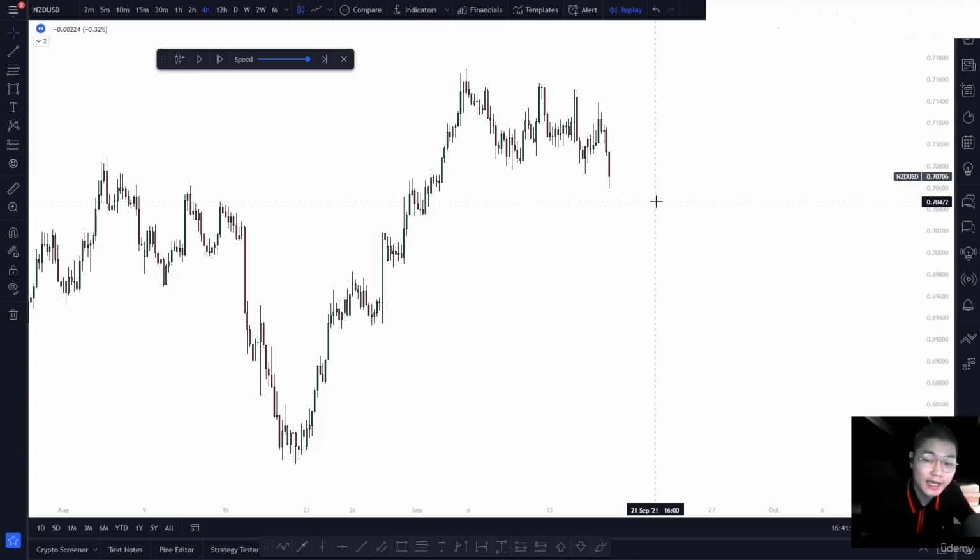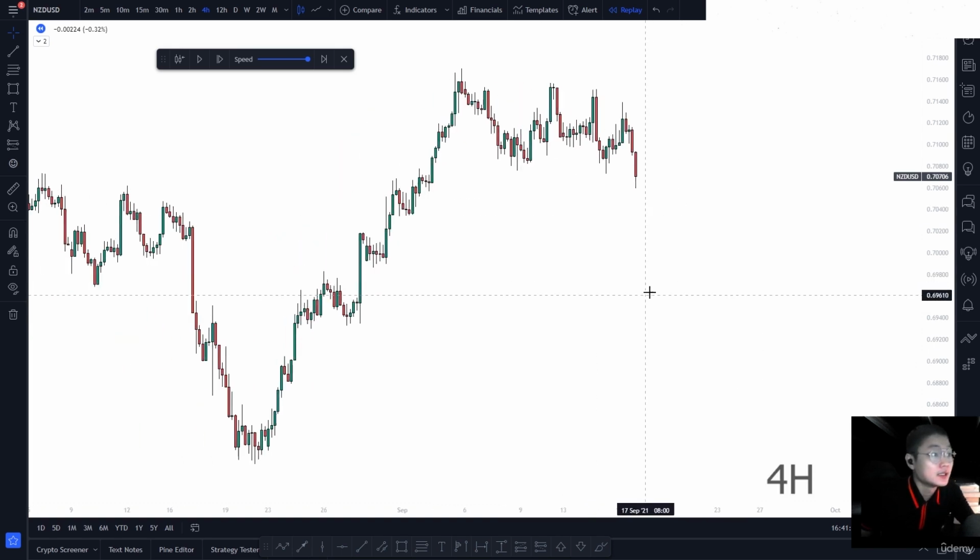And now we have the first example on my favorite pair, New Zealand dollars. In this example, I will analyze on three time frames: 4 hours, 1 hour, and 50 minutes. One hour is my trading time frame, and the 50 minute time frame is my entry time frame.